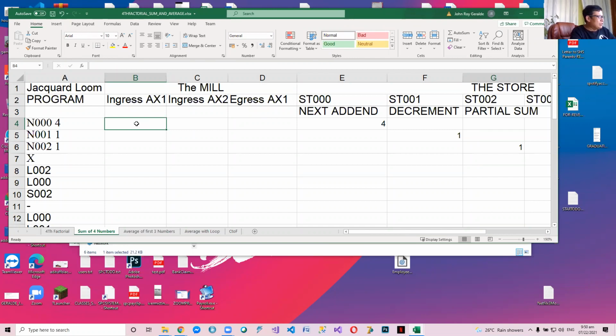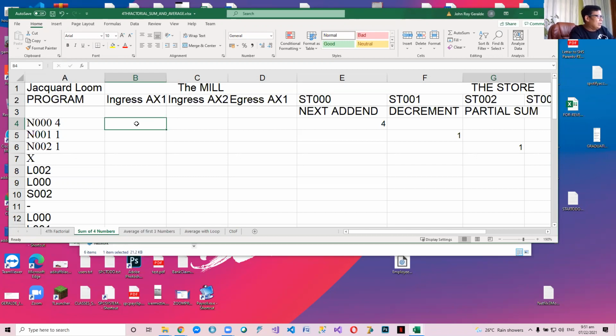But the version I'm trying to do here is a version that will prepare you for the looping version, the version with the loop, because we are going to compute the average of the three numbers later. One of the items is to compute the average of the first three numbers. Do you follow? So I'm creating a version in preparation for that.